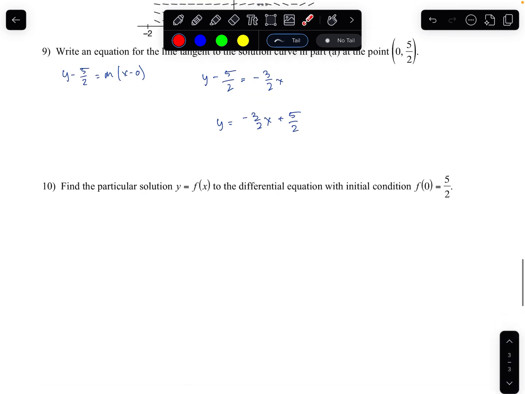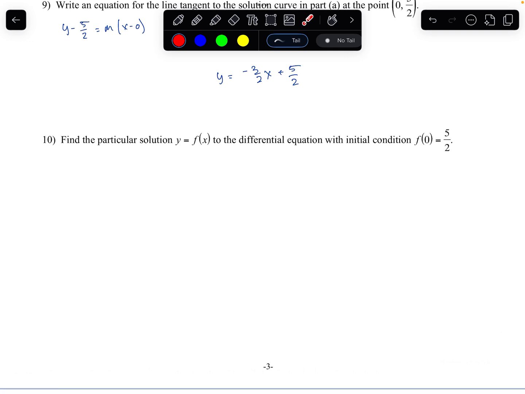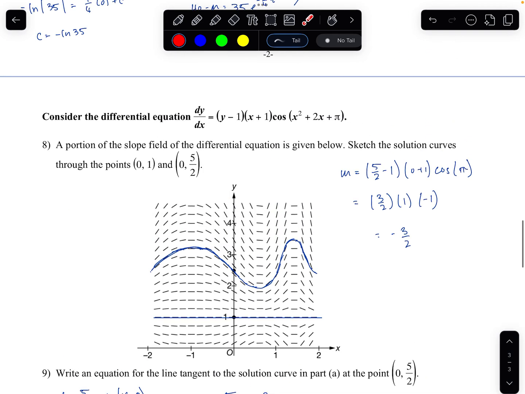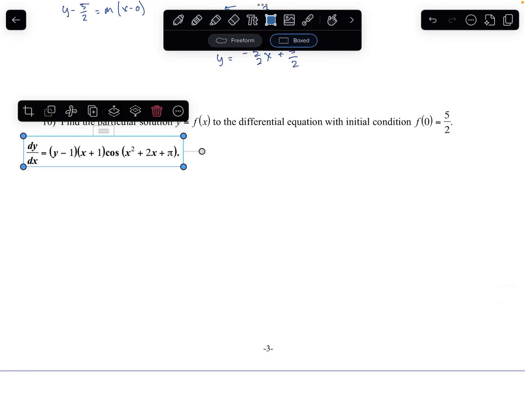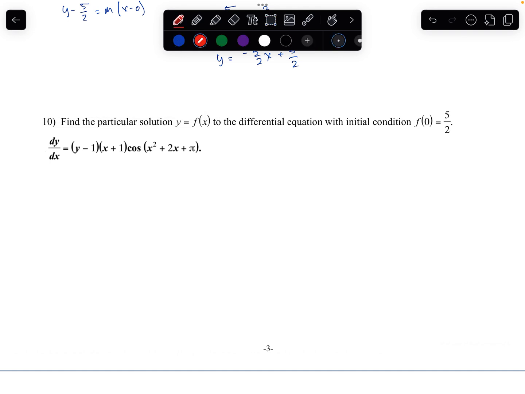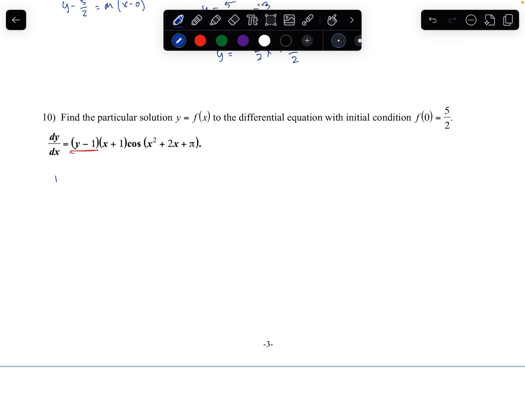So, alright, for 10, find the particular solution to the differential equation with this initial condition. Let me go ahead and copy this right here, so I don't have to, because I can't see up there. Paste. Okay, so let's separate variables. I think that's the only thing I have to separate. So 1 over y minus 1 dy will be equal to x plus 1 times cosine of x squared plus 2x plus pi dx. So there's our separation of variables part.